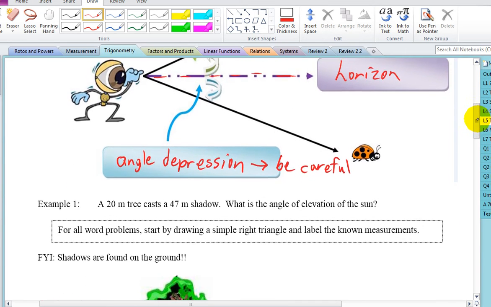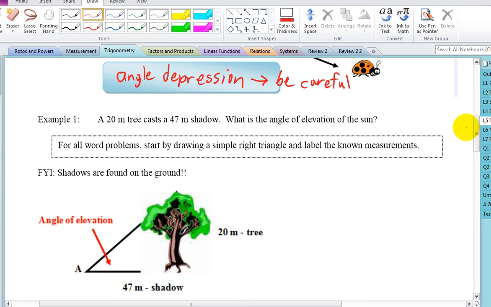A lot of these you're going to be given the triangle for, or given a bit of a diagram. Then we're going to move away from that. So we have a 20-meter tree, 47-meter shadow. What's the angle of elevation? Always underline the important stuff. So underline that right now.